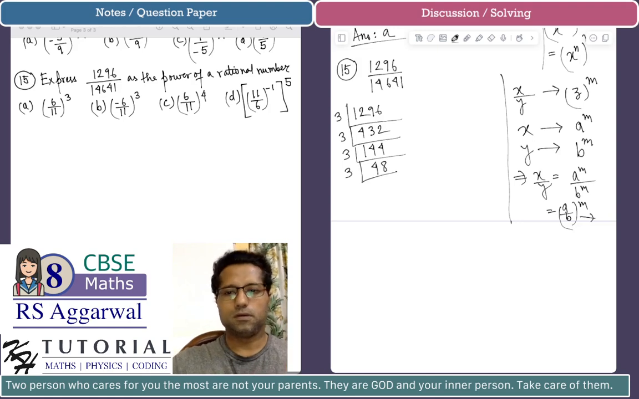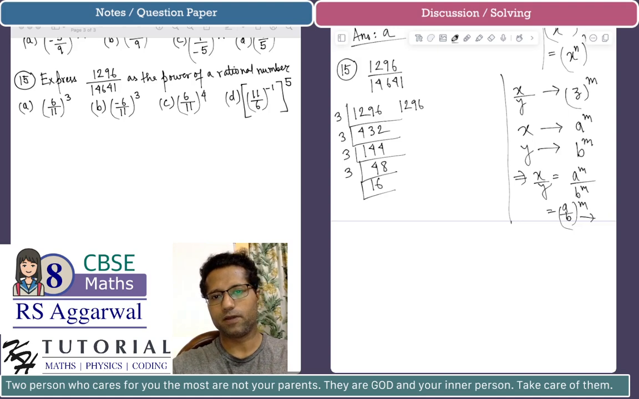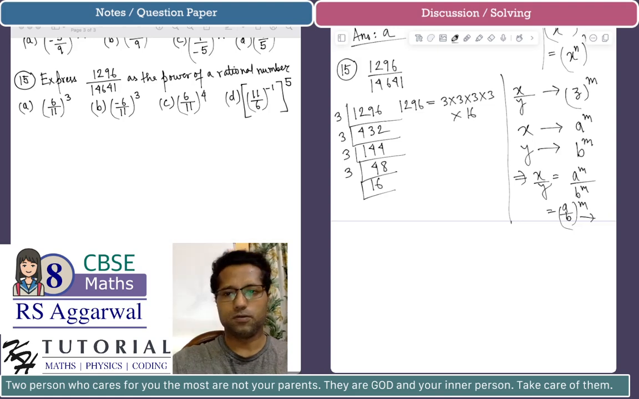Okay, I see. And then I know 16 is what? Okay, so 1296, if I do prime factorization, I see the factors can be expressed as 3 multiplied by 3 multiplied by 3 multiplied by 3 multiplied by 16. Now this is equal to how many 3's we have? 3 to the power 4, and definitely 16 is 2 to the power 4.